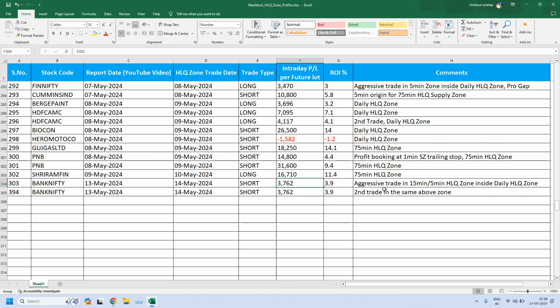As I told you, this is an aggressive trade in a 15 minutes and 5 minutes high liquidity zone inside a daily high liquidity zone. This is one of the scenarios in aggressive trade as I explained in our training in lesson 21. These are the 2 successful trades we got. There are a couple of trades also we got. They are also successful, but we didn't accept them. Why we didn't accept? Let us discuss those scenarios.